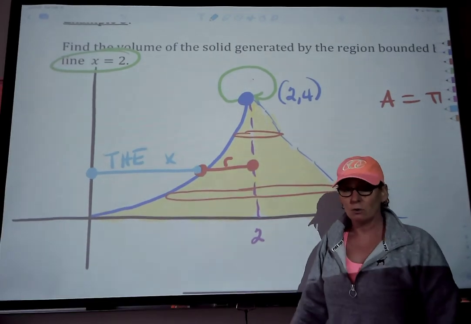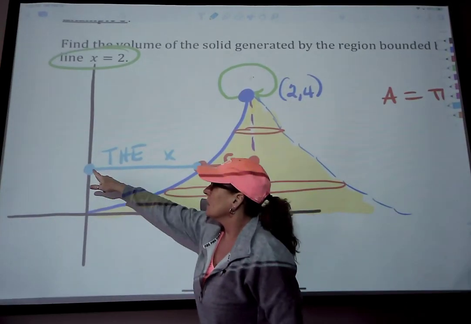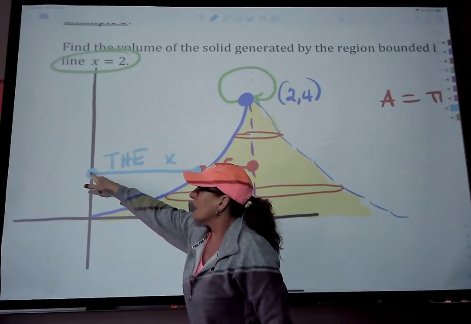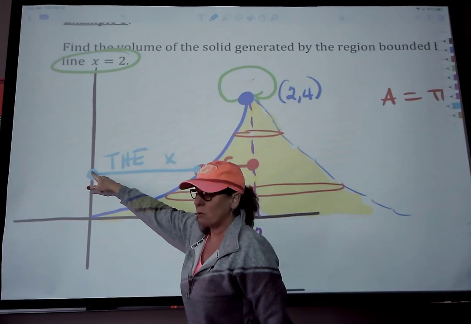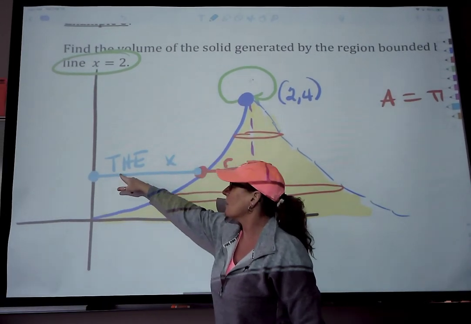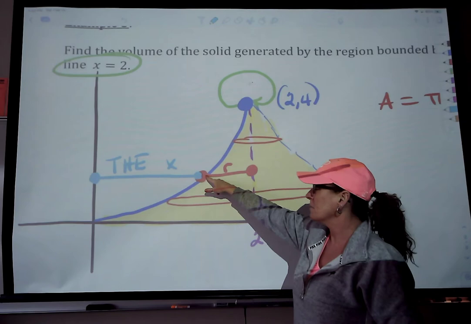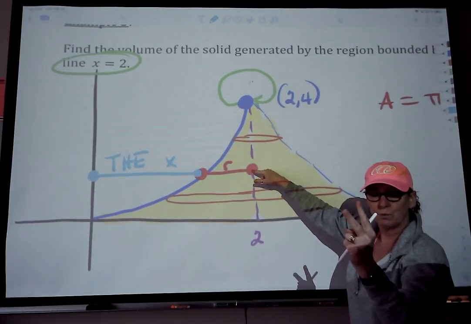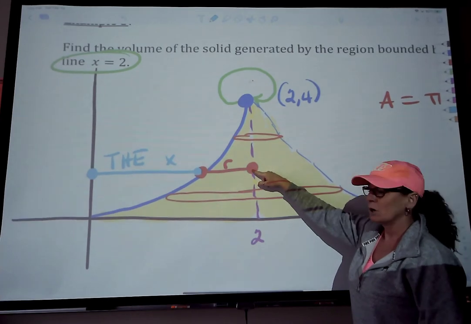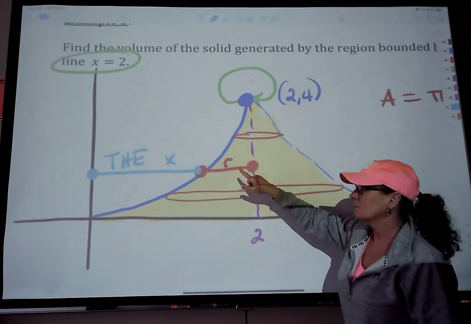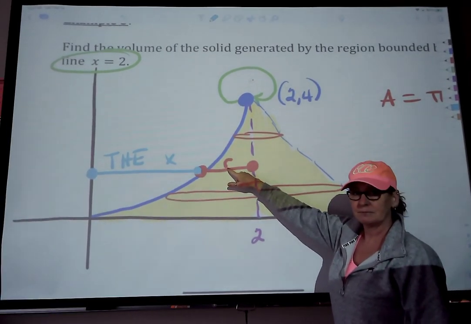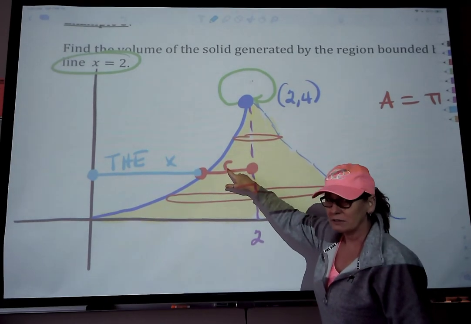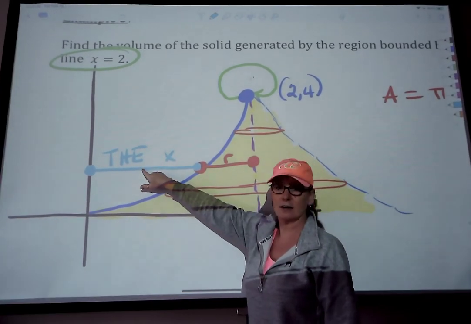What does it depend on? Well, how far is it from this blue point from the y-axis? How far is it all the way, keep going, keep going, keep going. How far is it all the way to there? 2. What do I want? R. What do I not want? The x.